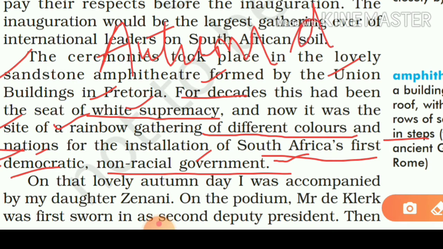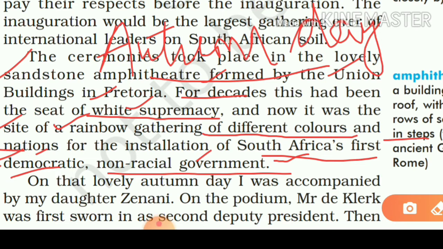So as we know, what happens in the autumn season? The leaves just shed from the trees, the old leaves, and in a way it is a welcome to the new leaves. Fine. So 10th May is called an autumn day in South Africa as the old white supremacy was uprooted. Fine. And it was the installation of the new democratic government.